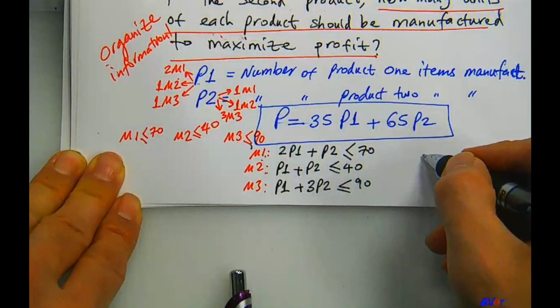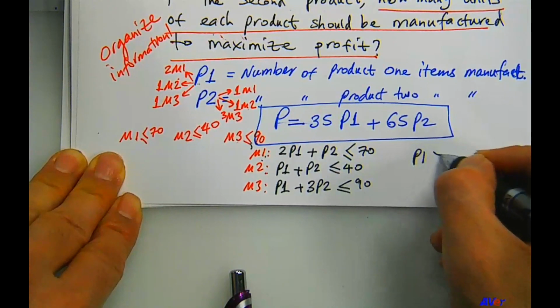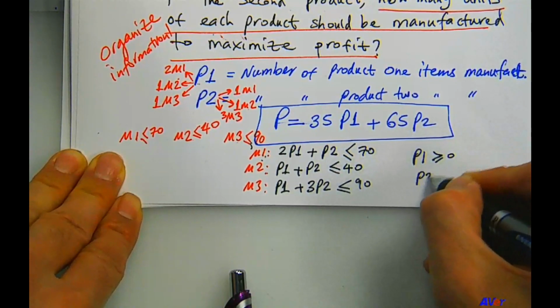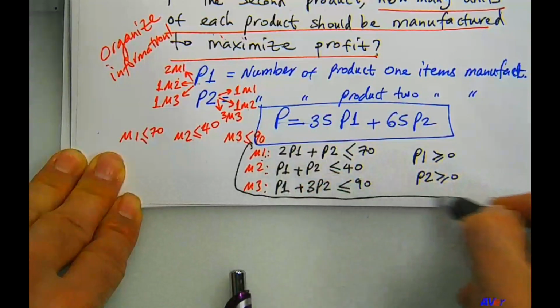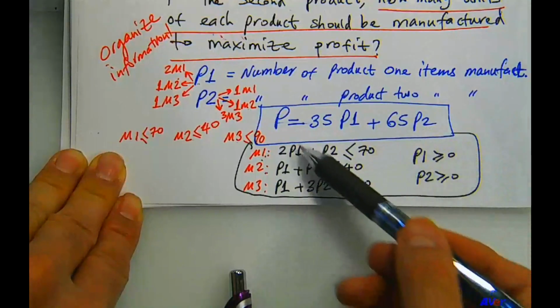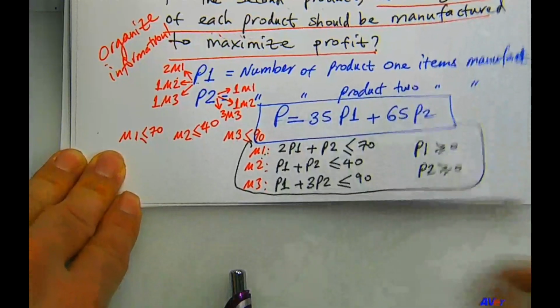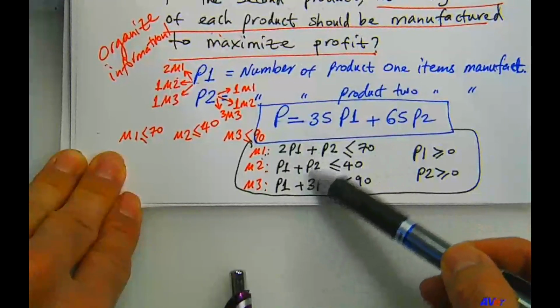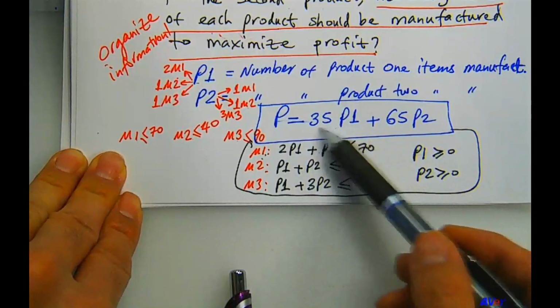And remember, at no point can we have a negative number of products produced, right? So P1 is greater than or equal to 0, P2 is greater than or equal to 0. So we have everything we need to solve this problem using the geometric approach. We have our objective function, our variables, and then the constraint inequalities. So let's do that. We're going to graph each of these boundary lines, find the solution, find the corner points, and plug in.